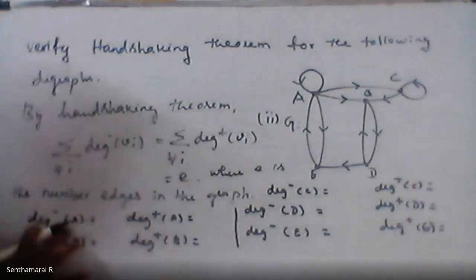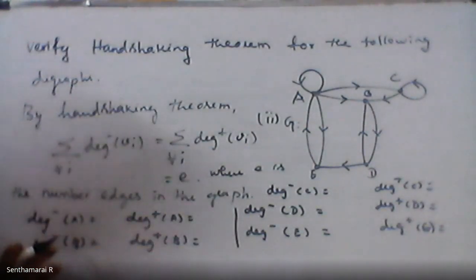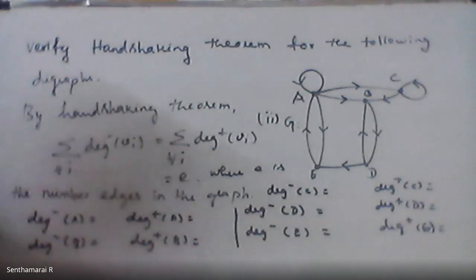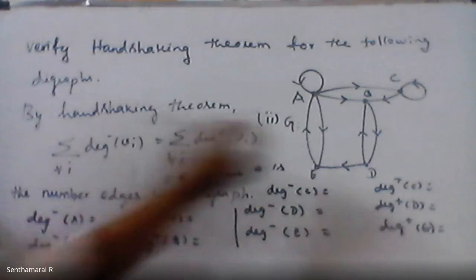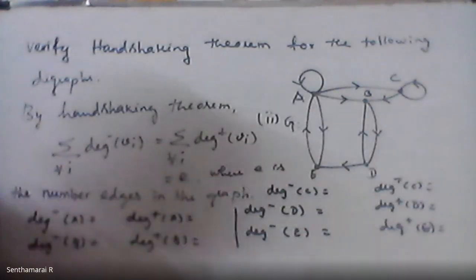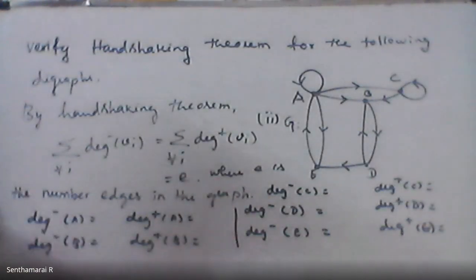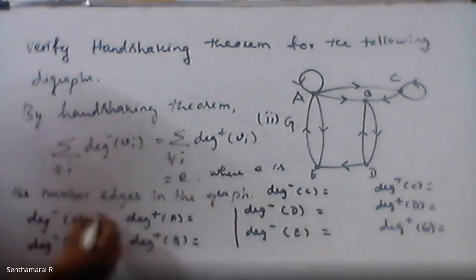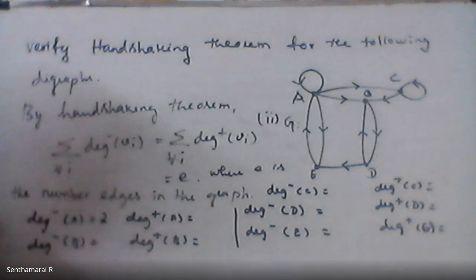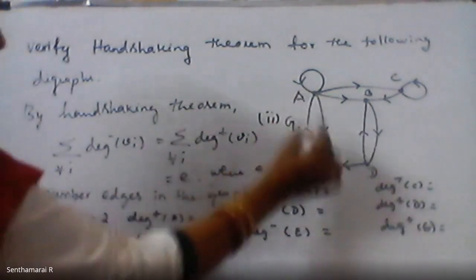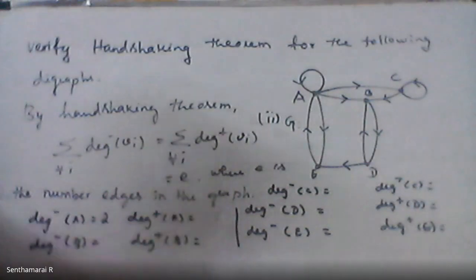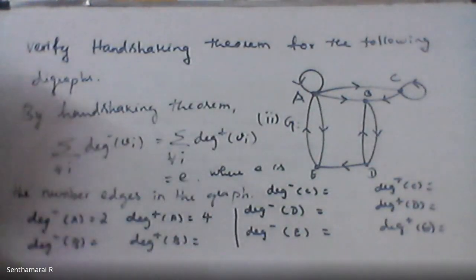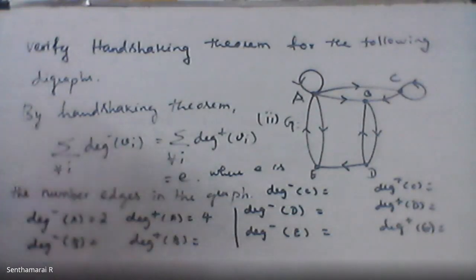What is the in degree of A? In degree of A means the number of edges that converge at A. This loop counts in both in degree as well as out degree. For in degree: 1, 2, there are 2 edges converging at A. But 1, 2, 3, 4 edges emanate from A. So the out degree of A is 4, and the in degree of A is 2.